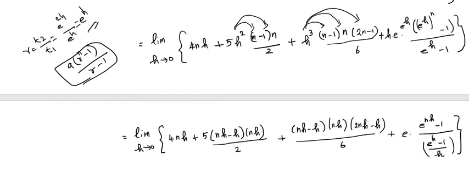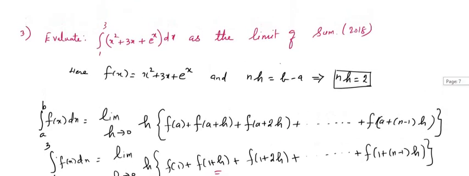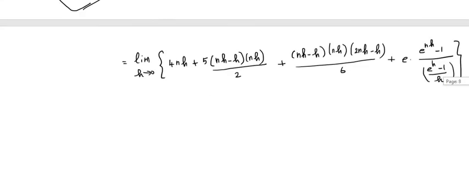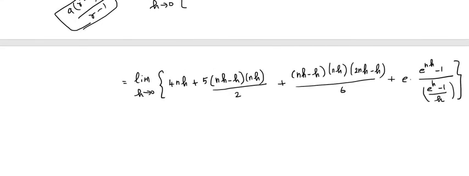What is the value of nh in this problem? nh is 2, no? In the first step, nh is equal to 2. That value is to be replaced. If I substitute nh equal to 2, we get limit h tends to 0 of 4nh. 4 twos are 8, plus 5 into nh, that is 2, into 2 minus h, and nh again is 2.